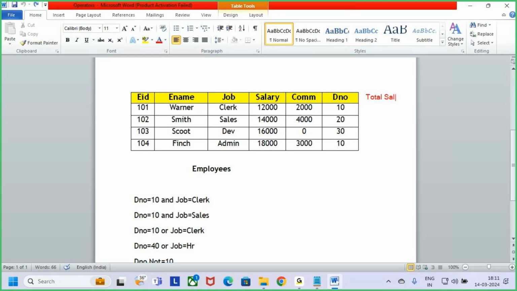To find out the total salary, I need to add the values under the salary column with the commission column. Now see, what is the salary of the first employee, Warner? 12,000. What's the commission he's getting? 2,000. 12 plus 2, 14,000. So the total salary the employee is getting here is 14,000.